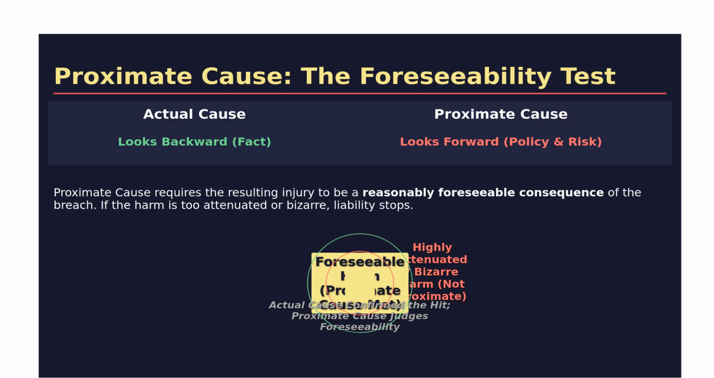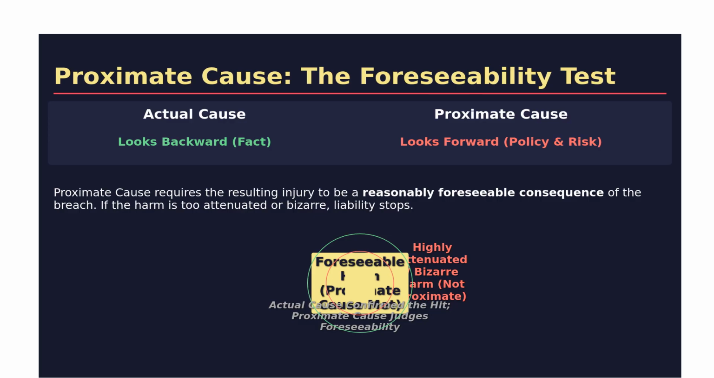If the harm that actually occurred was highly attenuated, bizarre, or completely outside the realm of what a reasonable person would anticipate given the initial breach, the law deems it unforeseeable. When harm is unforeseeable, proximate cause is lacking, and the defendant escapes liability, even if the but-for test was satisfied.